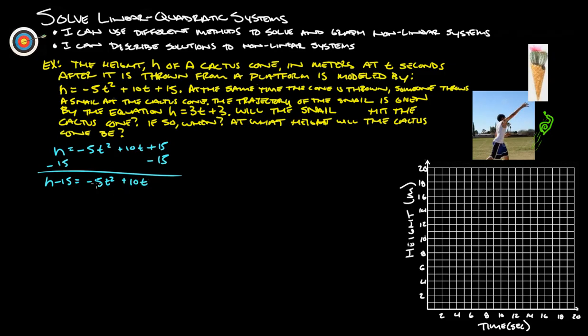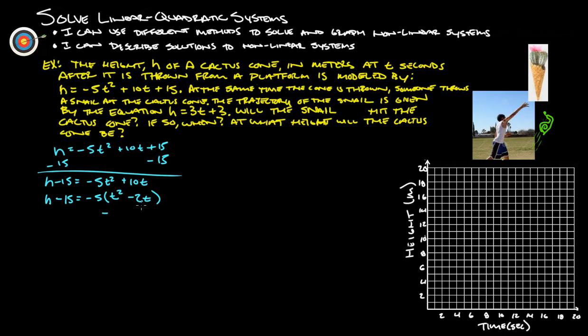Now, we've got to get this -5 out of there, so good thing that both of these are divisible by 5, so we're going to factor that out. H minus 15 equals -5 times, and we divide this by -5, and we're just left with t squared. Take 10 and divide it by -5, we get -2t. Okay? Now, with this, we can go through and complete the square.